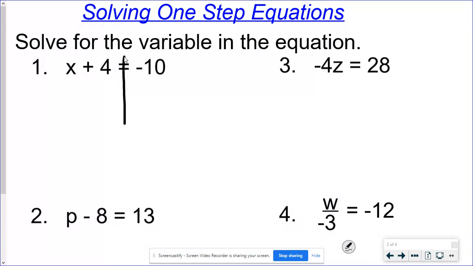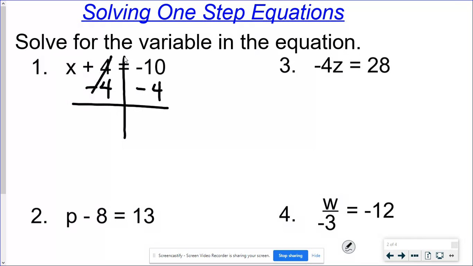If you remember, usually we started with a vertical line through the equal sign. And I have x plus 4. I don't want that plus 4. I want that to go away. I want the x by itself. So to get rid of addition, we would use the inverse, which is subtraction. We're going to subtract 4.